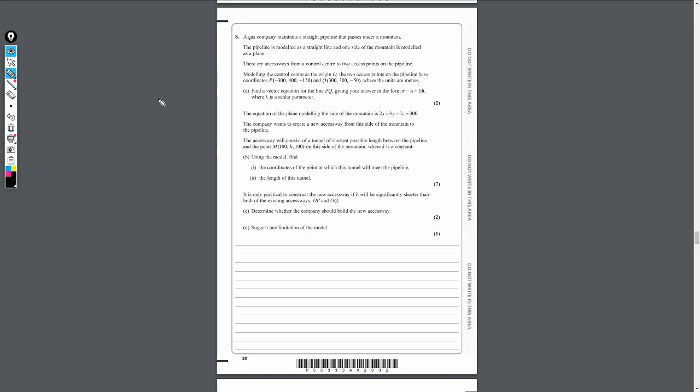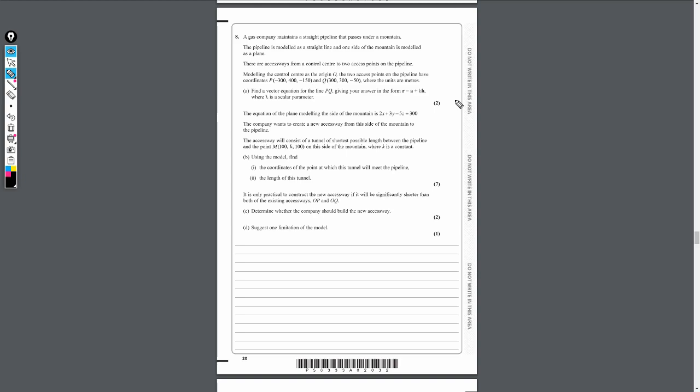So we've got a gas company that maintains a straight pipeline that passes underneath a mountain, and this pipeline is modelled as a straight line, and then one side of the mountain is modelled as a plane. Okay, so it says that there are access ways from a control centre to 2 access points on the pipeline. So if we model the control centre as the origin, O, and then the 2 access points on the pipeline have these coordinates P and Q, where the units are in metres.